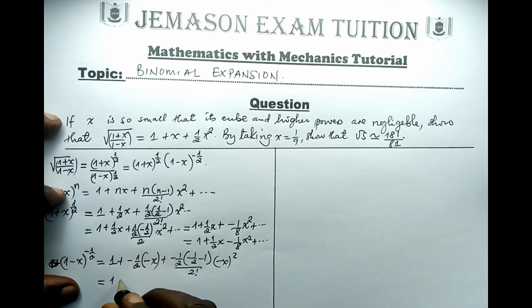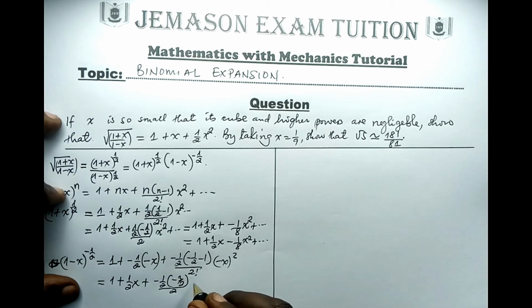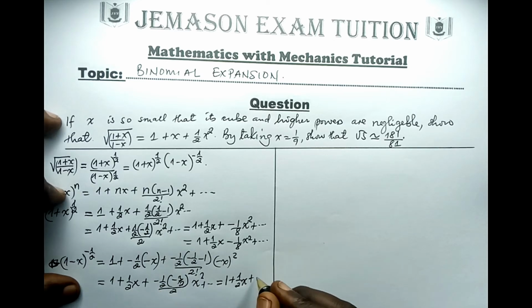That should be 1 plus negative half times negative x, which is half x, then plus negative half into negative 3 over 2 all over 2 factorial, which is 2, (negative x) all squared should be x squared, and that gives 1 plus half x. Again, I multiply the numerators. Negative 1 times negative 3 should be positive 3. 2 times 2 times 2 should be 8, and then x squared.